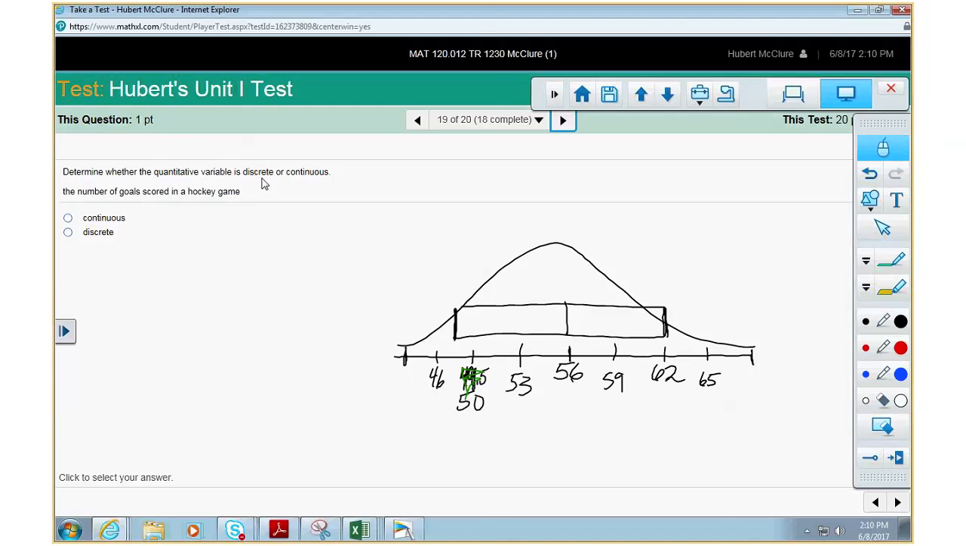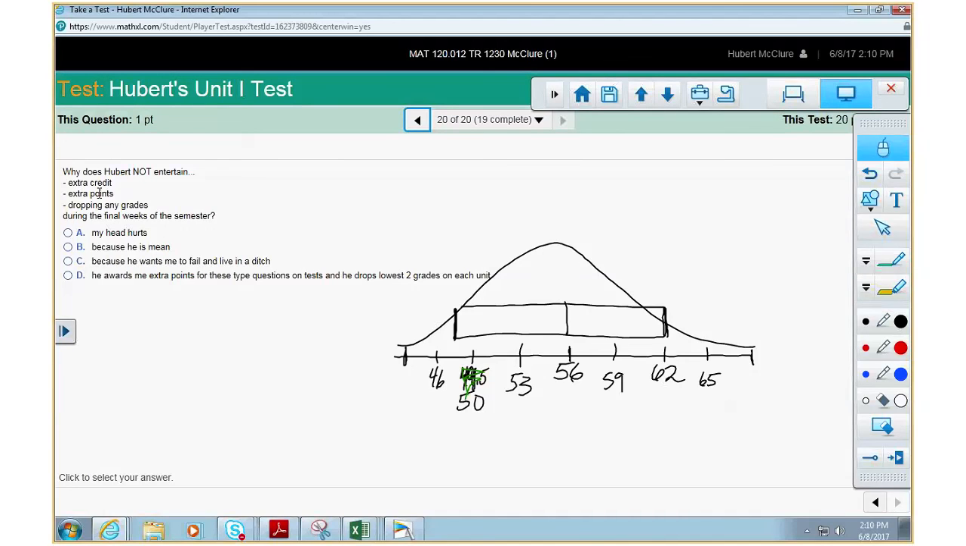Determine whether the variable is discrete or continuous. The number of goals, do you count it or do you measure it? Count it. Which one's counting? Good job.